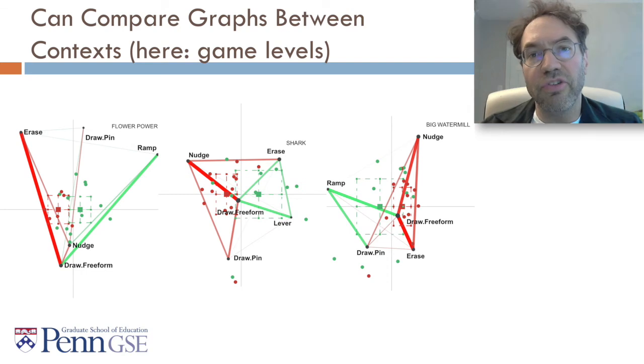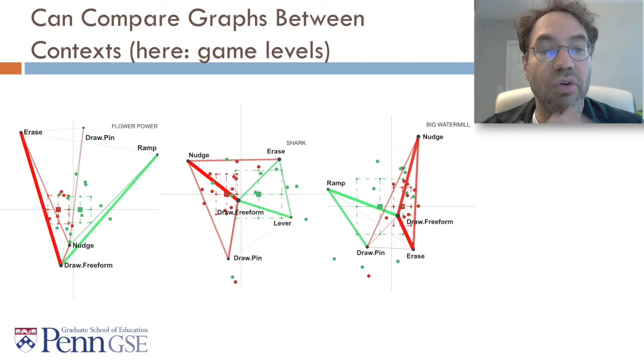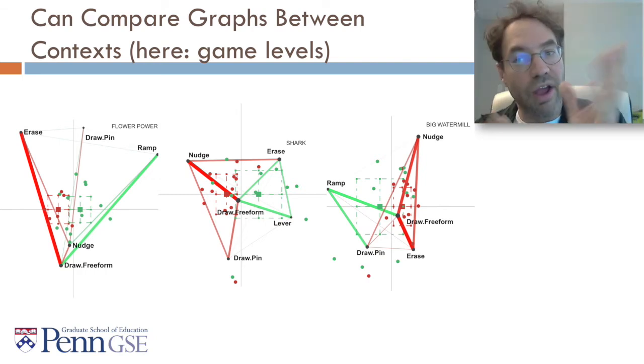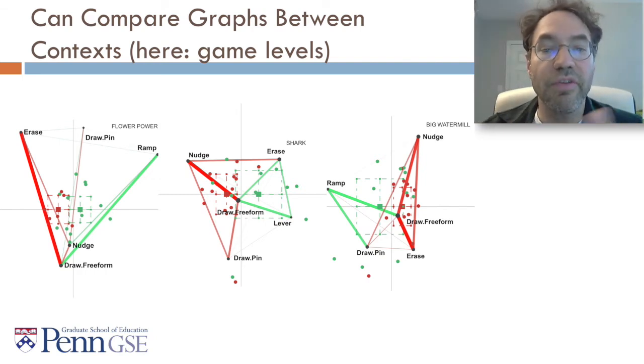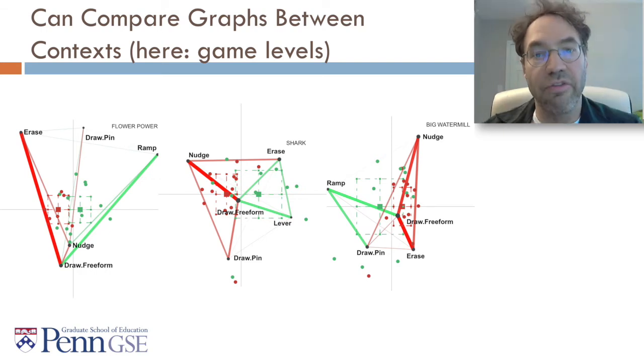Now, ENA allows you to do a lot of cool things. And one of the ones that Karumbaya did is she and her colleagues actually compared graphs between different contexts, in this case, level. So you can see that on the leftmost graph, the level flower power, there's a very different pattern of behavior than in the middle graph shark or the rightmost graph big waterfall.